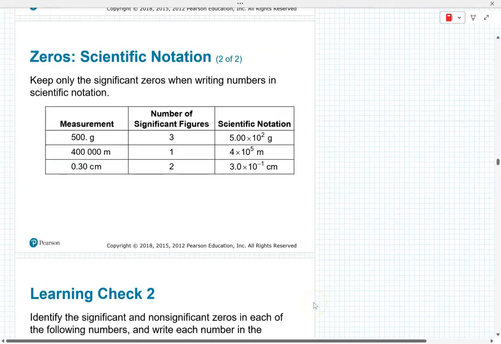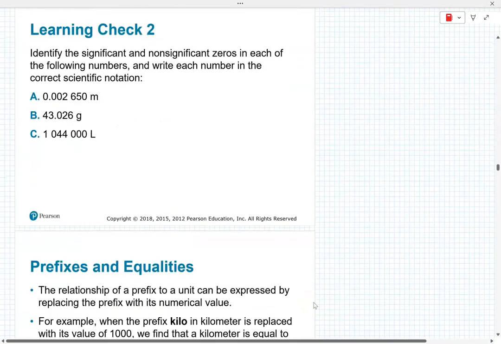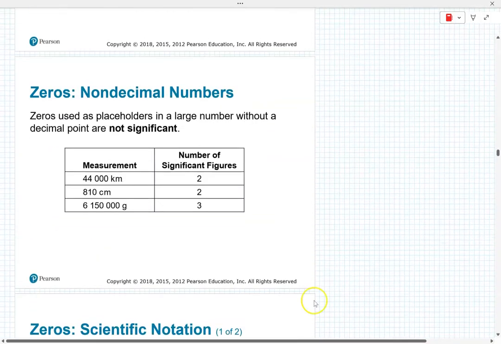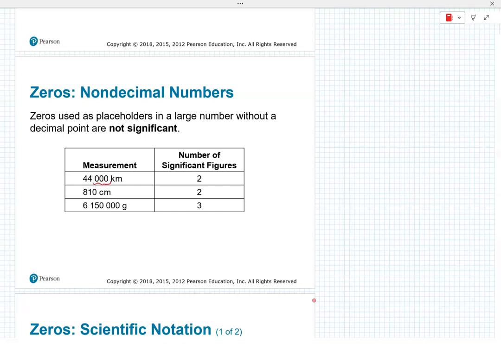Because sometimes, when we write this down, these can serve as placeholders, just showing the precision with which we measured. Or they actually serve as significant figures, but it must be mentioned, it must be annotated. Okay? Let me explain.